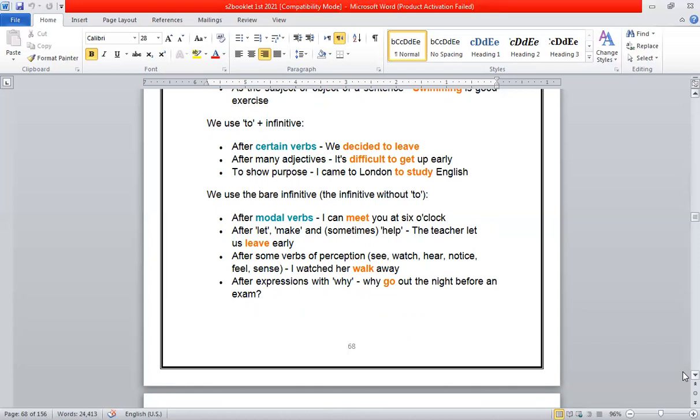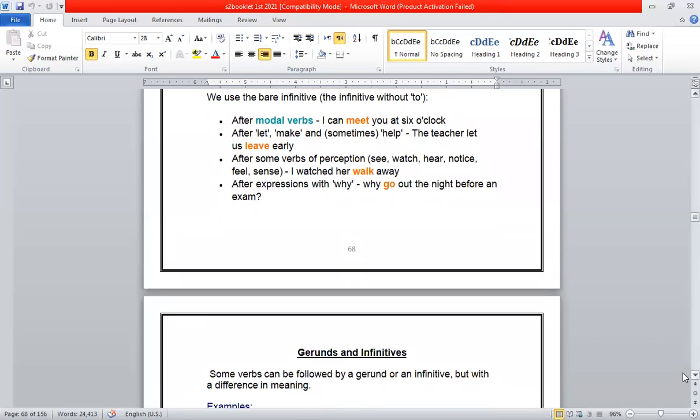Okay. After some verbs of perception: see, watch, hear, notice, feel, sense, verbs of perception. What do we usually do? We use bare infinitive. I watched her walk away. After expressions with why: why go out the night before an exam? So after some expressions, bare infinitive.